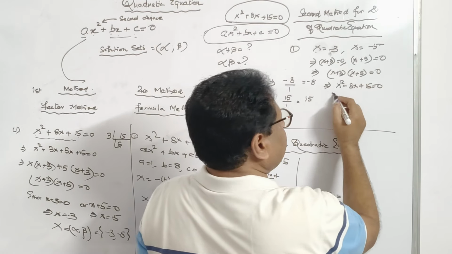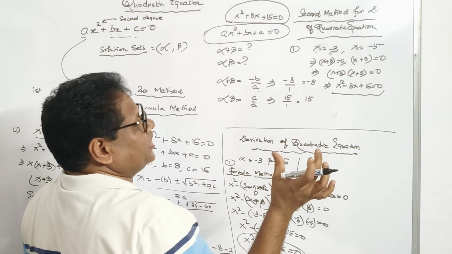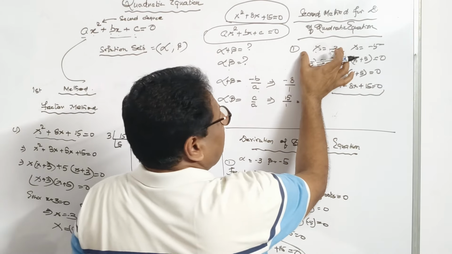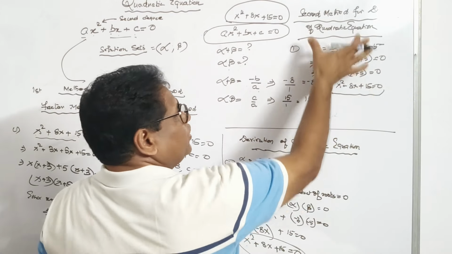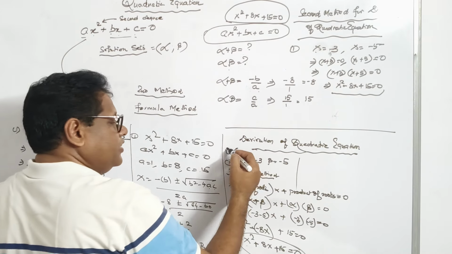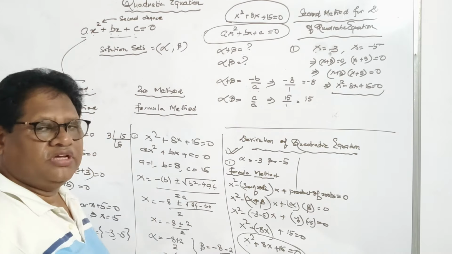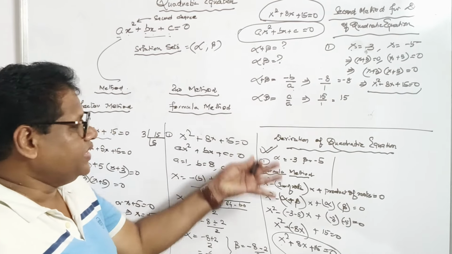So this is another method to get the quadratic equation when the values of alpha and beta are given. But if the sum and product is given, you can't use this method, you have to come back to the earlier one. So I would prefer to adopt that method if you want to solve the quadratic equation. I hope the chapter is very clear.